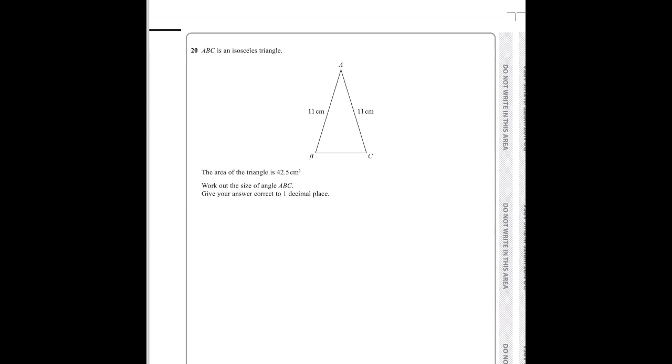Fair enough. Number 20, we are getting towards the end now. If you made it this far, well done. Area of triangle is that.